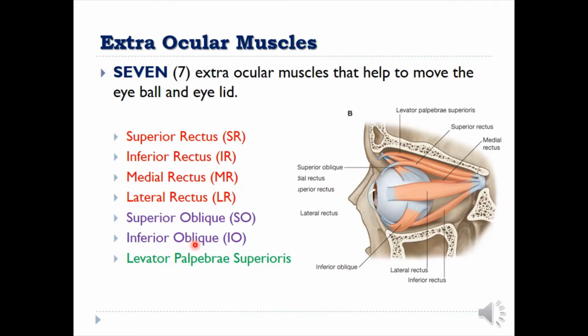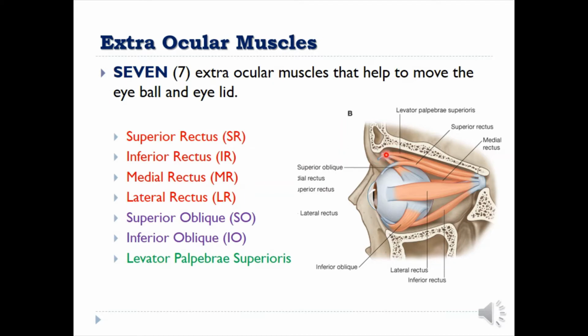Superior oblique, two oblique muscles. You can see there is one here. This is the superior oblique. This one is the inferior oblique. And there is one muscle known as levator palpebrae superioris. We already know palpebrae stands for the eyelid, and levator is like an elevator, meaning pulling to open.